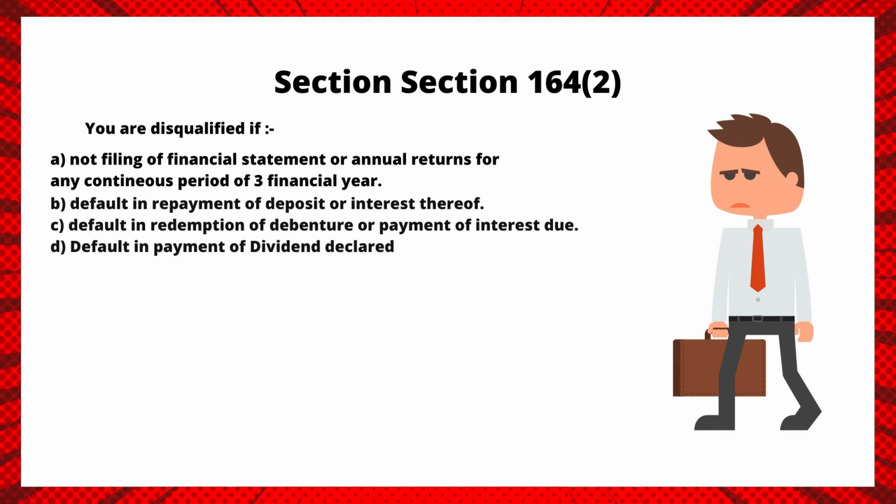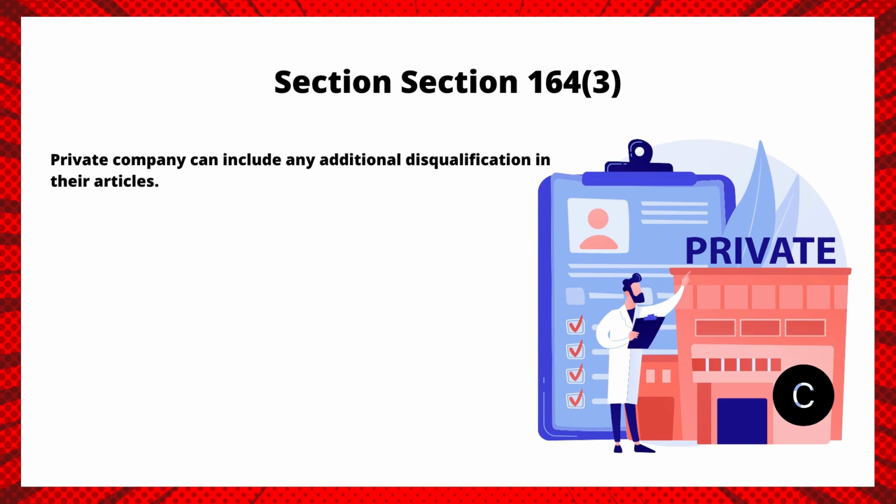Now we will go to section 164 subsection 3. Here is only one clause, that is a private company may in its articles provide for any disqualification. Now it's up to the private company. If it wants, then it can provide necessary provisions in its articles which will result in disqualification of a director. Now this section 164 subsection 1, 2 and 3 talks about the disqualification of a director. I hope the entire concept is clean and clear.